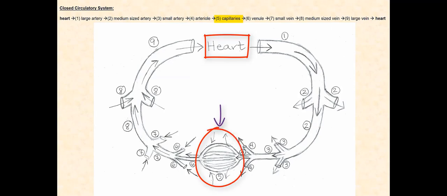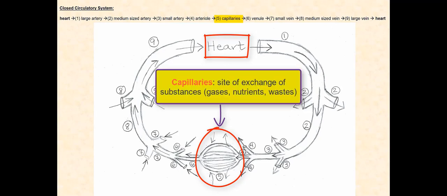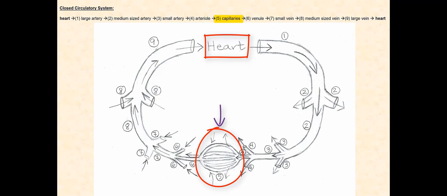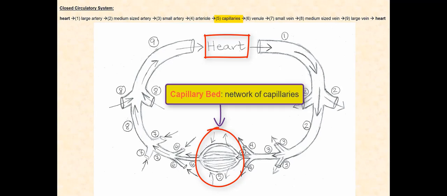Blood then enters the capillaries, which are also microscopic. It is at the capillaries where substances are exchanged between blood and the tissue cells. Examples of substances that are exchanged are gases such as carbon dioxide and oxygen. Another example are the nutrients and wastes. To make the exchange more efficient, these capillaries surround the tissue cells. We call a cluster or a network of these capillaries a capillary bed.